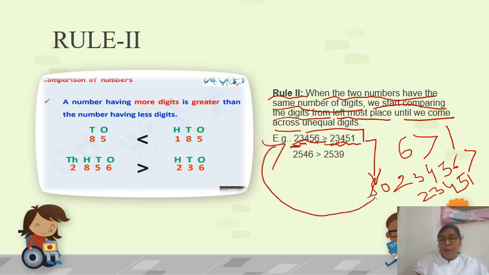The next example, 2546 is greater than 2531. Now compare both the numbers, this digit. Both are the same. Then the next digit, both are the same. Then next 4 and here the digit 3. So which digit is more? 4 is more than 3. So this number is greater than this number.